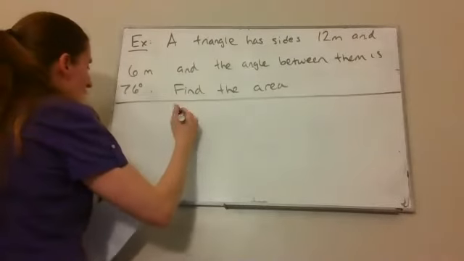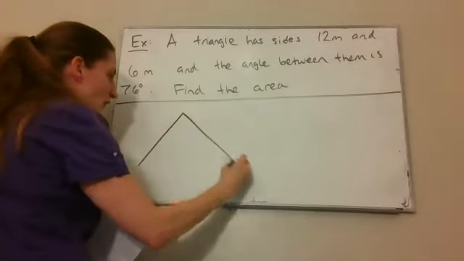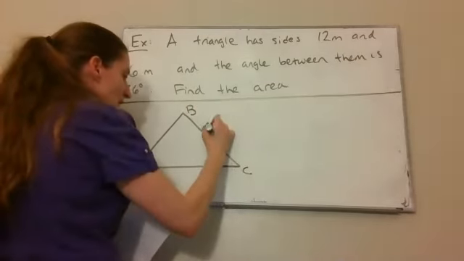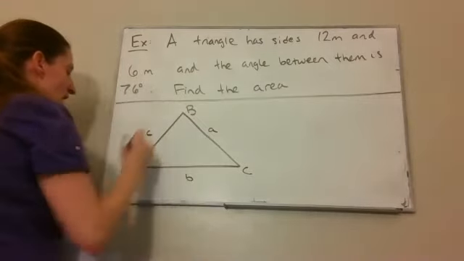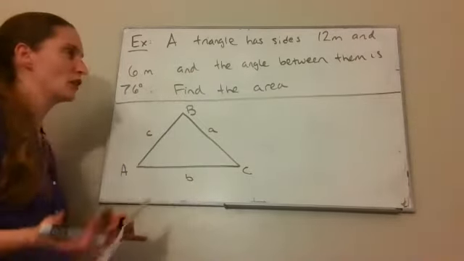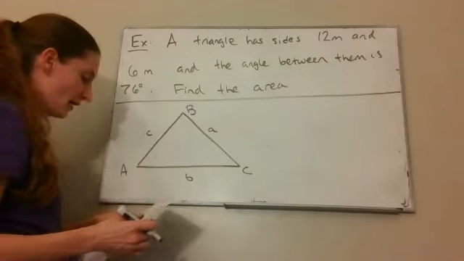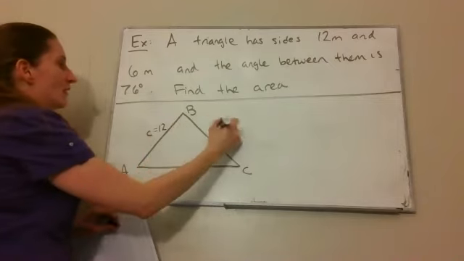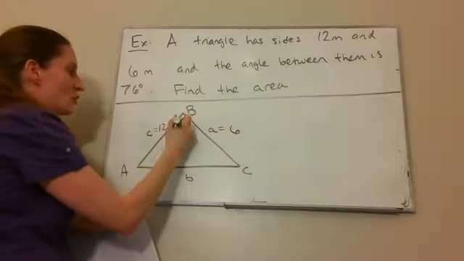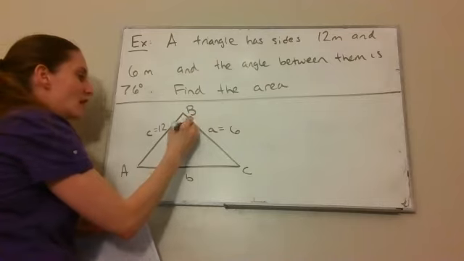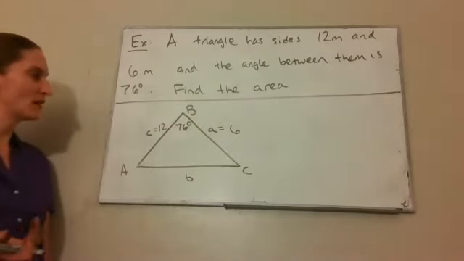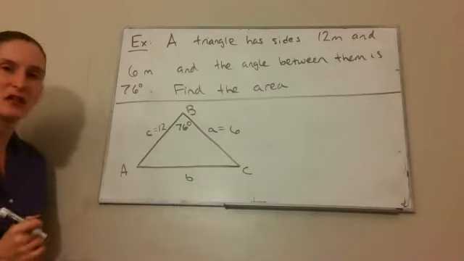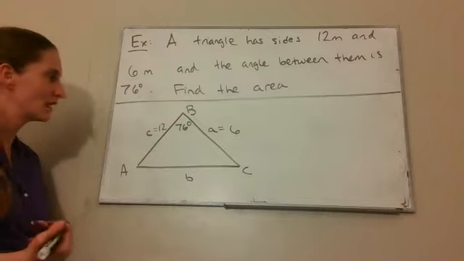So let's just call our triangle ABC like we've been doing it. A, B, C, we have sides A, B, and C. Now, it doesn't tell me which angle is all of these things, but that's okay. I'm going to say side C, I'll make that one 12. And side A will be 6, and the angle between them is 76 degrees. Doesn't matter where I set this up, as long as I have it as two sides that share an angle like that, and that angle in between is where I put that 76.